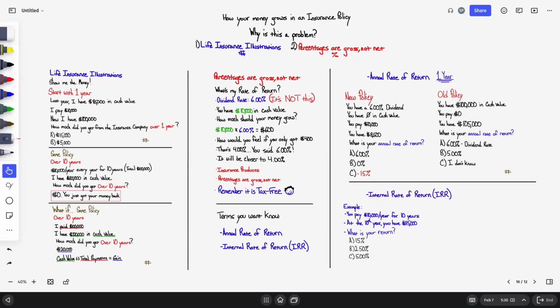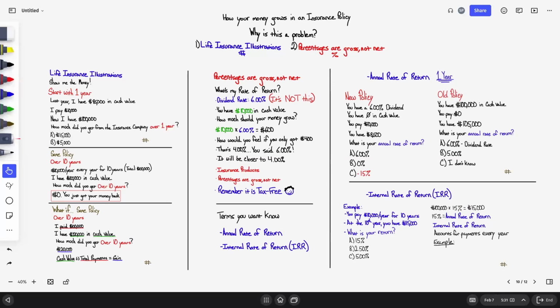Had 100, you paid in a total of 100, now you have 115. That's a $15,000 gain. Do you think it's 15%? It's not. It's about 2.5%. The reason why is because I have to account for the $10,000 per year payments I made each year, all 10 years. If I had $100,000 and the next year it was worth $115,000, if I just earned 15% in 1 year, then I would have a 15% annual rate of return. However, when I look at a life insurance policy, that's not the case.